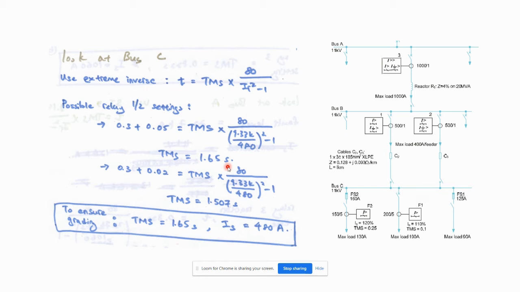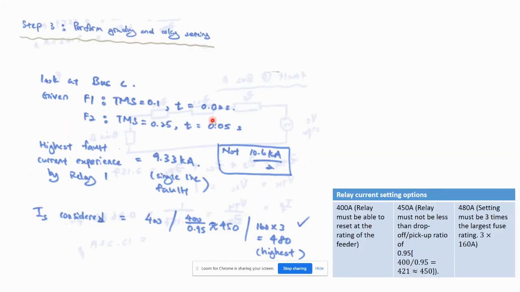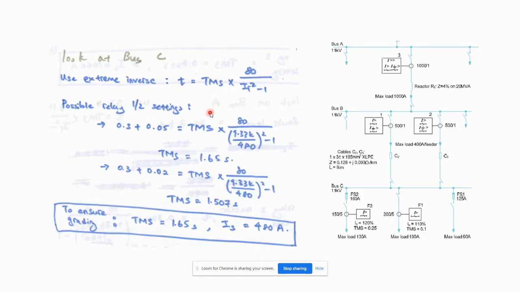All right. The second possible setting is to grade against, just now we graded against fuse 2, now we grade against fuse 1, which has 0.02 seconds of reaction time. Again, to ensure grading, the reaction time between the two protection systems should be at least 0.3 seconds apart. So we add 0.3 equals TMS multiply AT divided by IR squared minus 1. The IR is 9.33K divided by I setting. And then you get two possible TMS: 1.65 seconds and 1.50 seconds.